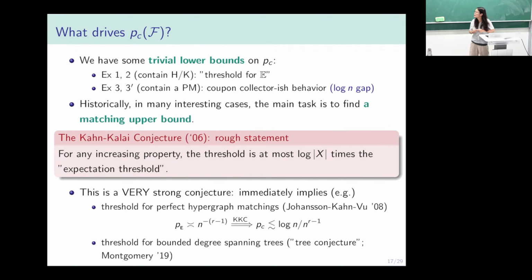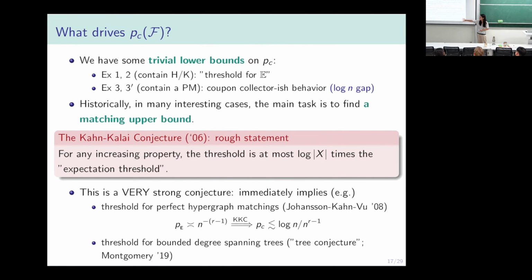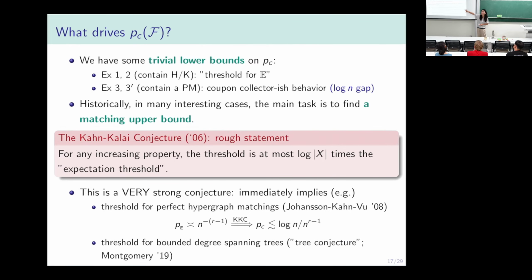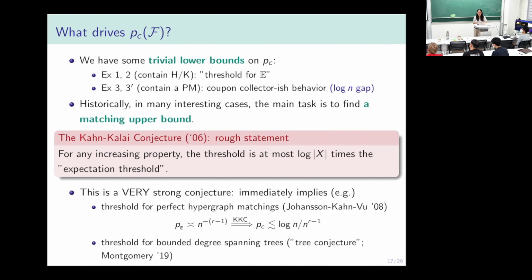This is called the tree conjecture, the threshold for bounded degree spanning trees, and it was proved by Montgomery in 2019. Again, this was a very hard result. Those two results are not very much related. For example, we have Montgomery's result, but we cannot use his technique to prove Johansen, Kahn, and Vu's result, or vice versa. They use very different techniques for their own problems. But if the Kahn-Kalai conjecture is true, then it gives a general framework that gives those two results immediately.